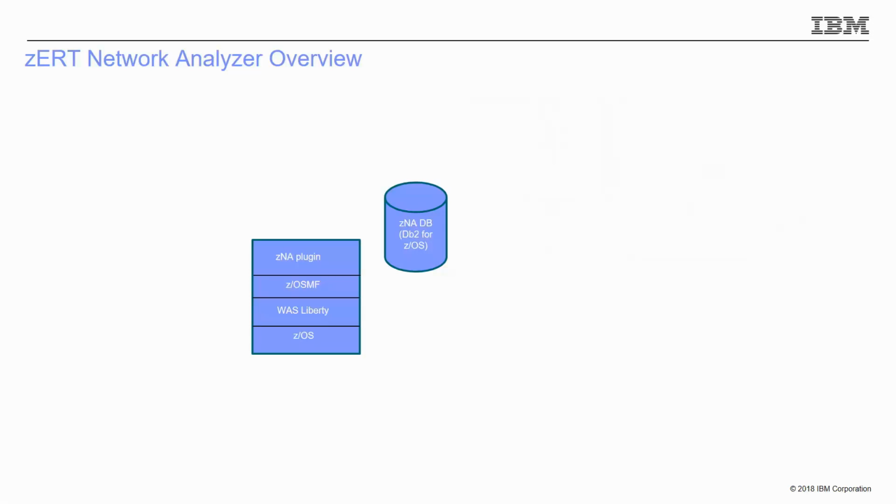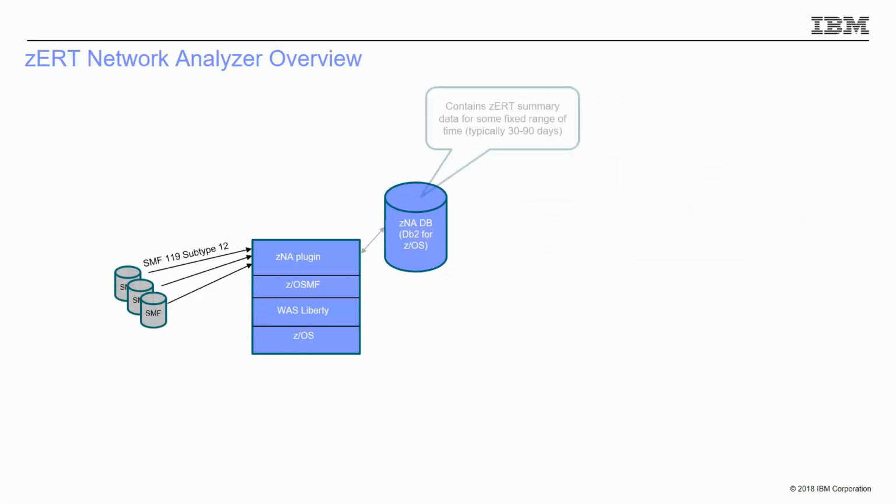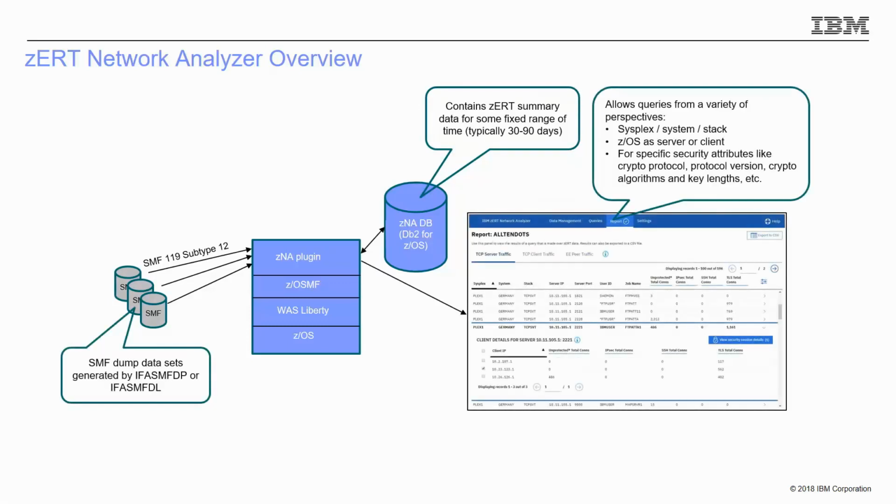Just as a quick overview, the zERT Network Analyzer is an OSMF plugin that ingests SMF Type 119 Subtype 12 zERT summary records, stores the data in a DB2 for OS database, and provides an easy-to-use graphical user interface through which OS network security administrators can create and execute queries for the specific cryptographic protection attributes they need to examine.